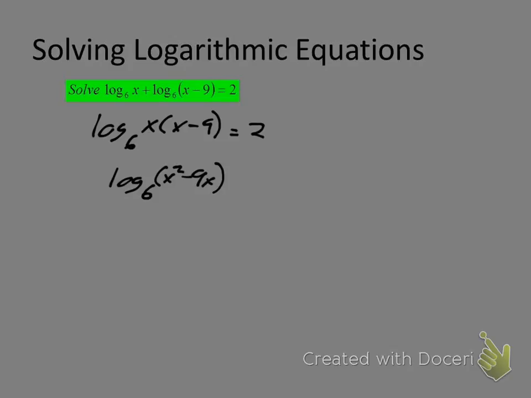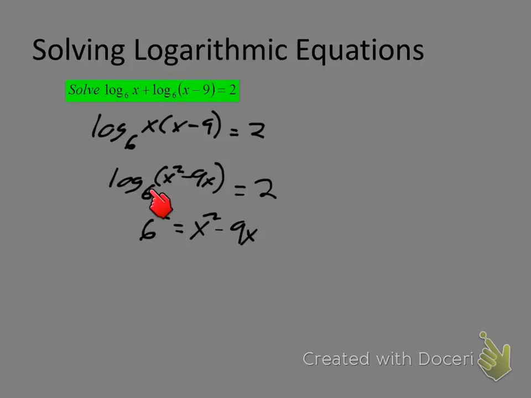I would leave that as a quantity though. Okay, definitely. That way whenever you do your log to exponential switching, you bring the whole quantity to the right side. That's what's most important here. This whole quantity is what moves over. So 6 squared, when you do your switch, equals x squared minus 9x.